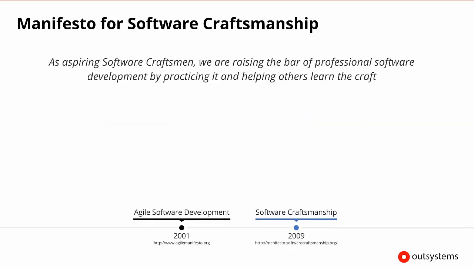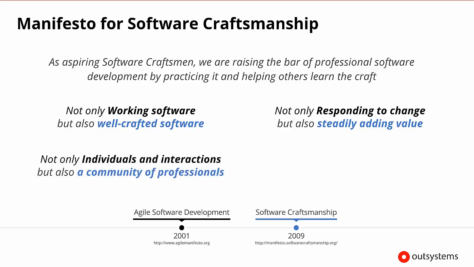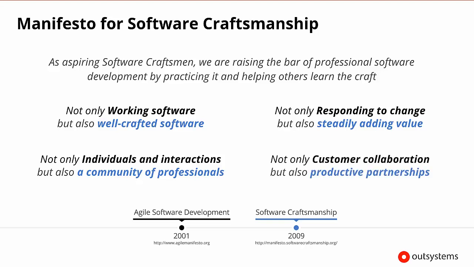In 2009, the Manifesto for Software Craftsmanship tried to reinforce certain aspects of the original principles while highlighting the key traits software professionals aspire to, which are not only working software, but also well-crafted software. And that means focusing on the design and technical quality. Not simply responding to change, but actually doing it with a focus on steadily adding value. Not only individuals and interactions, but also a community of professionals. And not only customer collaboration, but also productive partnerships, highlighting how the relationship between these parties should be viewed and nurtured.